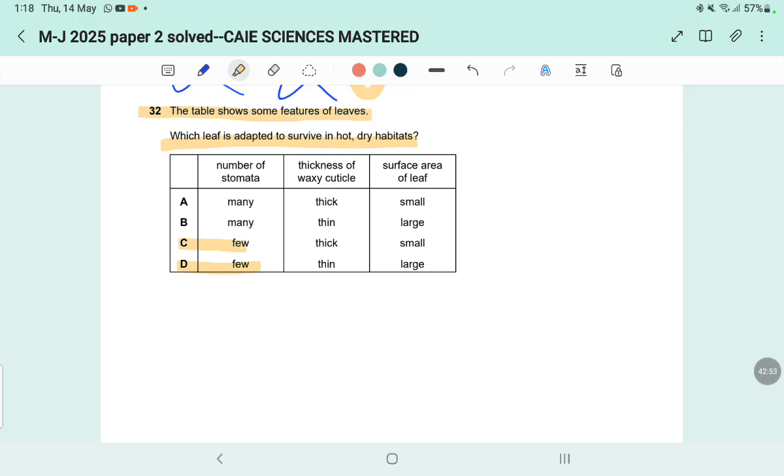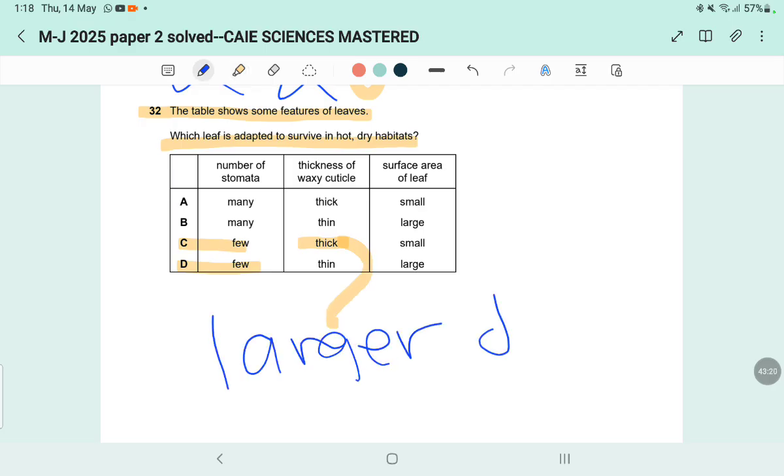Thickness of waxy cuticle, I need it to be thick, because if it's thin, so water will diffuse easily, and also in a shorter time. But if the waxy cuticle is thick, meaning that the thickness allows the water to move slowly and less water will move out compared to having it thin. So this one will cause a larger diffusion distance.